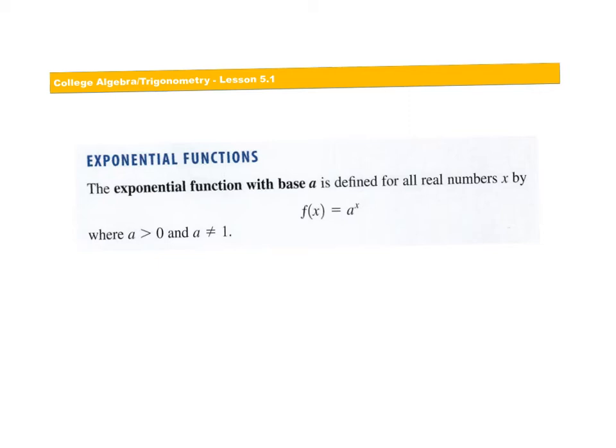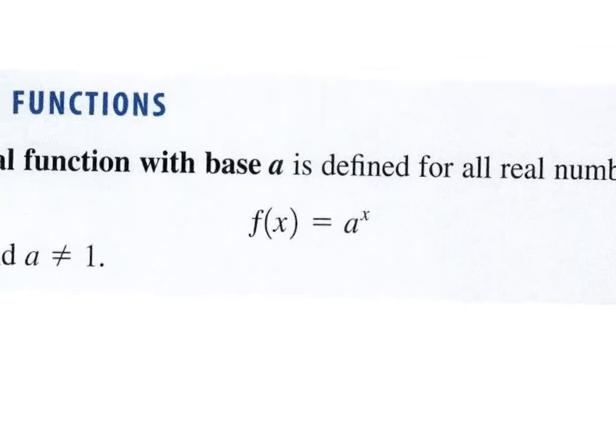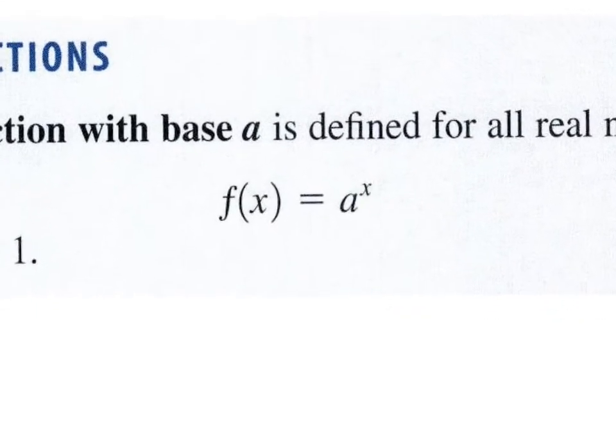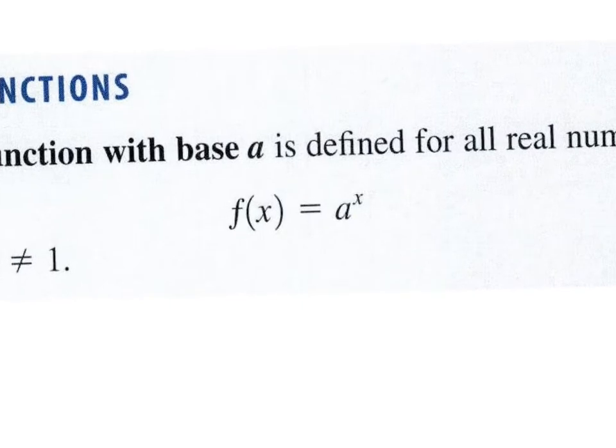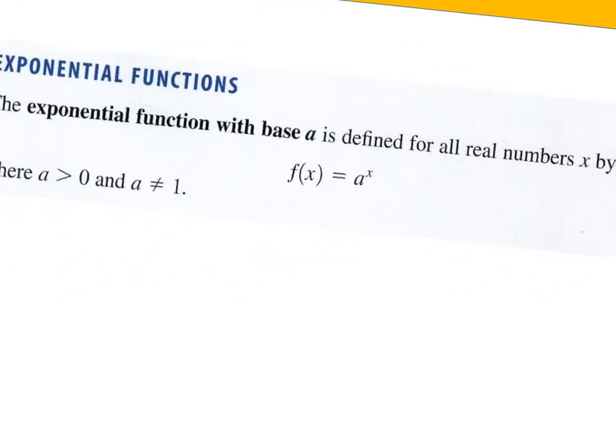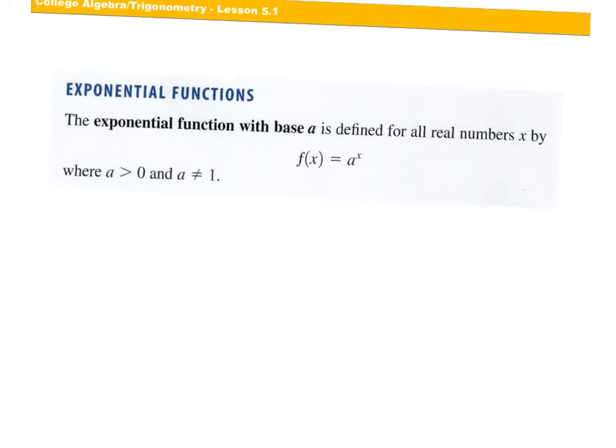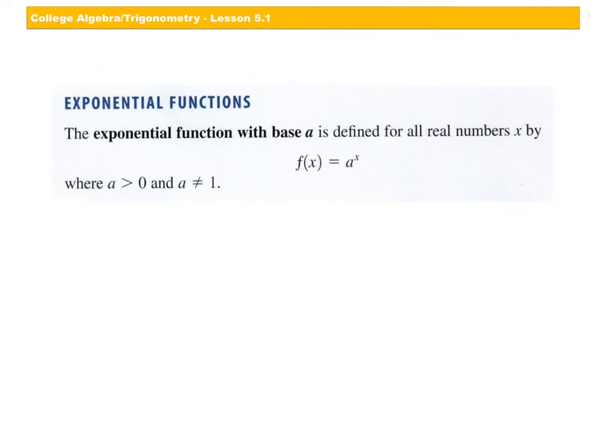All right, section 5.1 is exponential functions. You guys have seen exponential functions before. Why is this an exponential function? Because it has an exponent. What is the exponent? An x. An exponential function has a base. A is our base. It's our bigger number. And then the exponent is a variable.